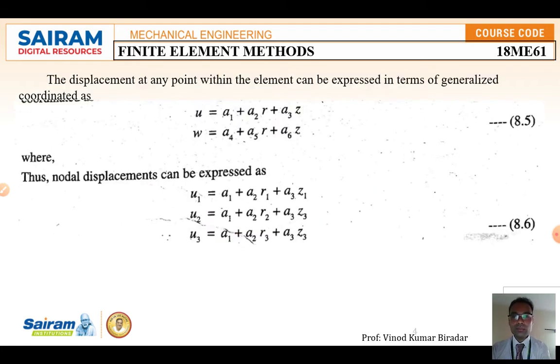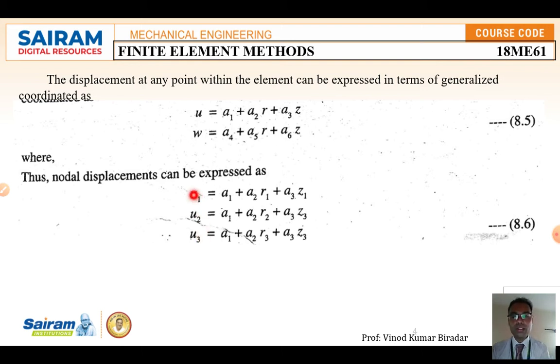Now the displacement at any point within the triangular element can be expressed in terms of the generalized coordinate system, that is u and w. So let us write u is equal to a1 plus a2 r plus a3 z, and w is equal to a4 plus a5 r plus a6 z. Give this equation number 1. Here a1 to a6 are the constants. Each node has 2 degrees of freedom, so 6 in total, where r and z are nothing but the coordinate system. The nodal displacements are u1 u2 u3 along with w1 w2 w3.